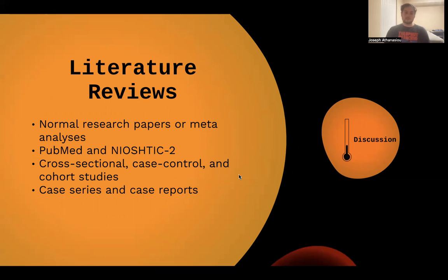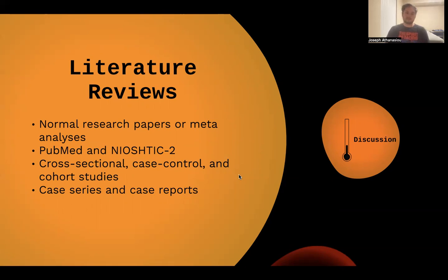They're going to be cross-sectional, case control, and cohort studies. Those are the three kinds of observational studies. They're a little bit different. A cross-sectional study looks at present exposure and disease prevalence. A case control study looks at past exposure and present disease prevalence, and a cohort study looks at present exposure and then follows those individuals into the future to look at their future disease development.